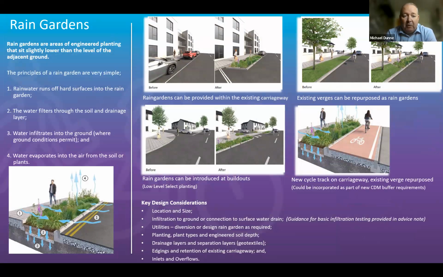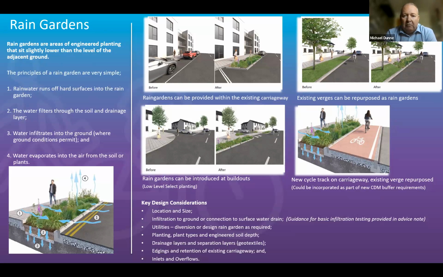For fairly basic principles, rainwater runs off the hard surface to the rain garden. The water filters through the soil and the engineered soil, hopefully, and the drainage layer. Water then will infiltrate into the ground. If we don't have infiltration, then we can possibly have to put in a drainage pipe at the bottom of the rain garden and take it away to a surface water system.